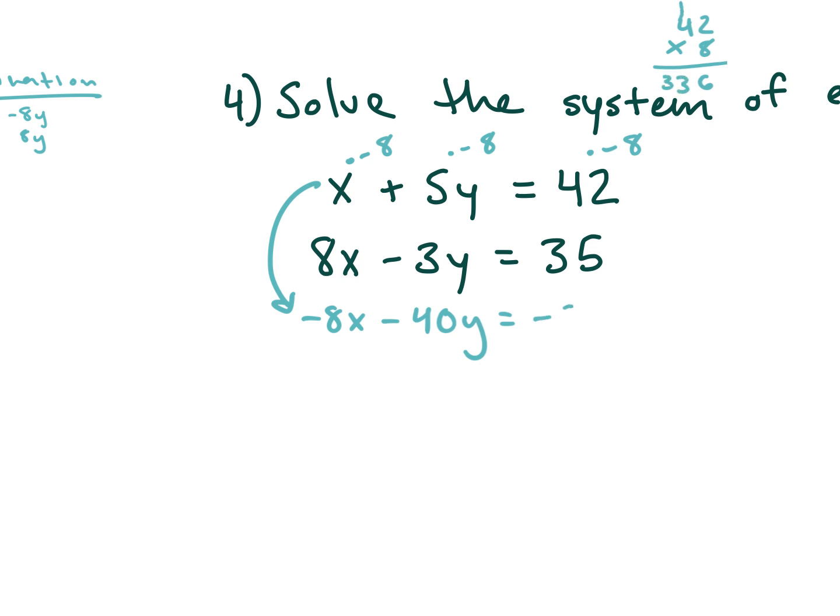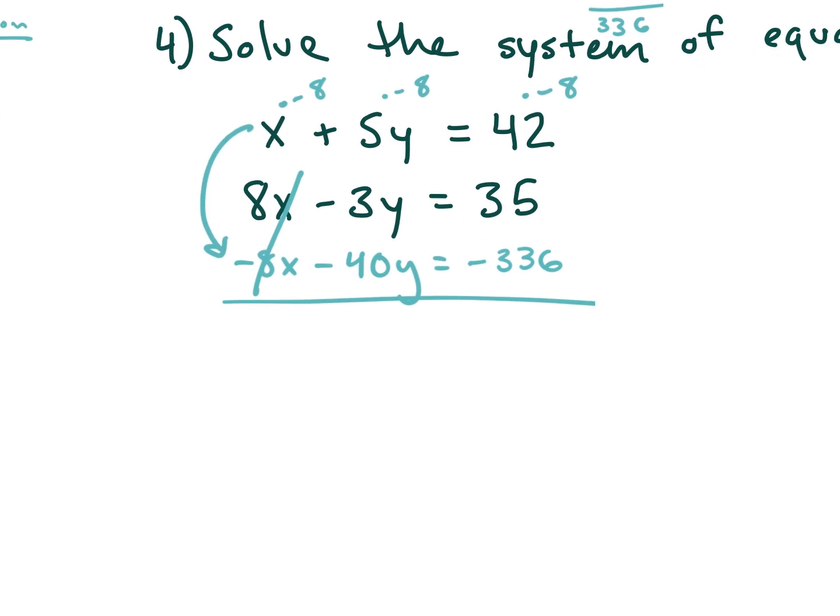336, negative 336. So now we're going to combine these two equations together. So 8x minus 8x would be what? They cancel. 8x minus 8x, they're the same number but opposites, so they're eliminated. Negative 3y minus 40y would be negative 43y. And then 35 minus 336 would be negative 301.